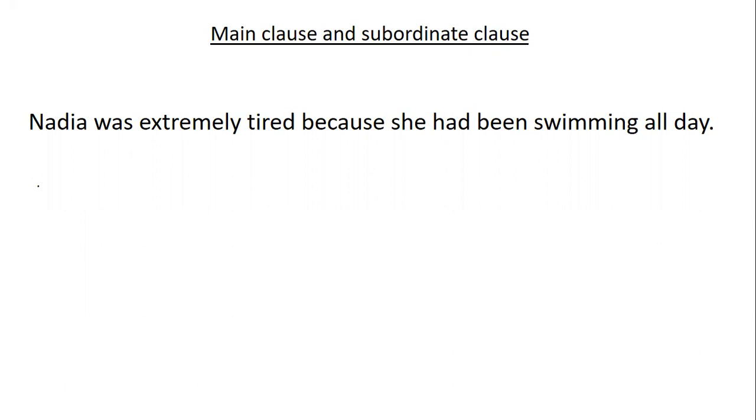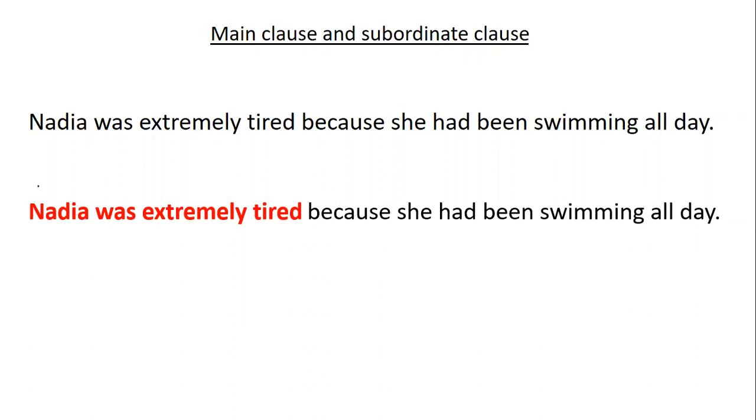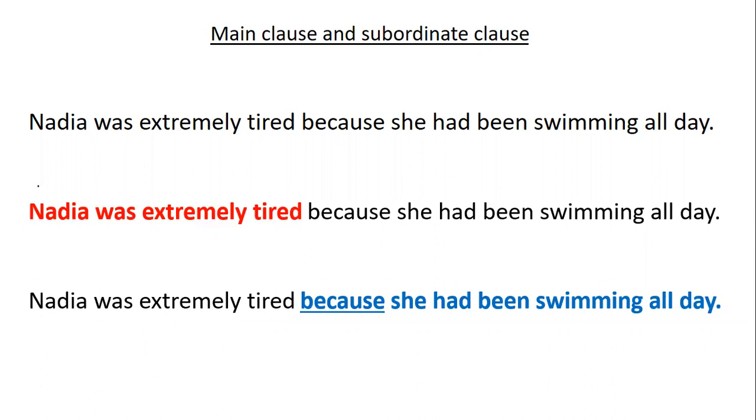Whereas a subordinate clause starts with a subordinating conjunction. And because it starts with that, that means that it doesn't make sense on its own. So it's a subordinate clause. So in this sentence, Nadia was extremely tired. That's our main clause. It makes sense on its own as a sentence. Nadia was extremely tired. Our subordinate clause starts with because, that's a subordinating conjunction, and that means that it doesn't make sense on its own: because she had been swimming all day.